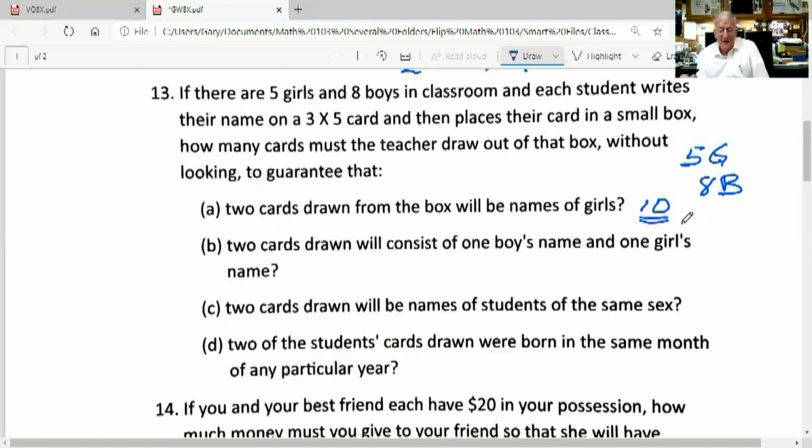But wait a minute. What if she drew all the boys' cards first and then drew a girl card afterwards? That's 9 cards. So if she draws out 9 cards, she definitely is going to have 1 boy's name and 1 girl's name, right? So the answer to this is 9 cards.